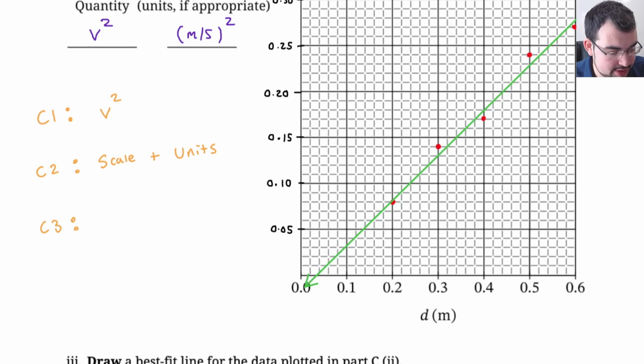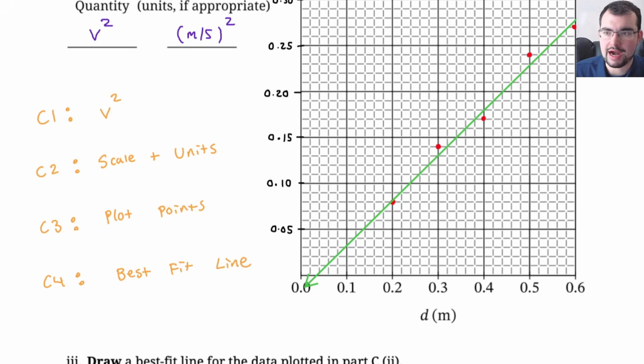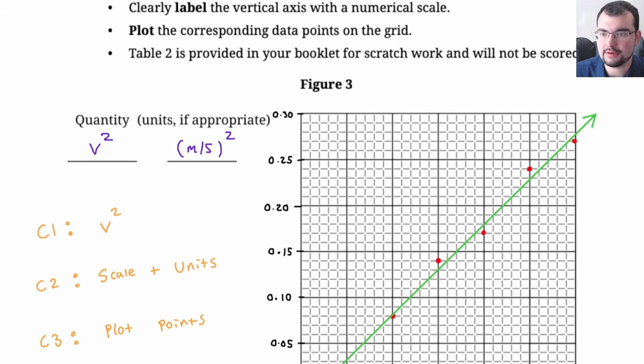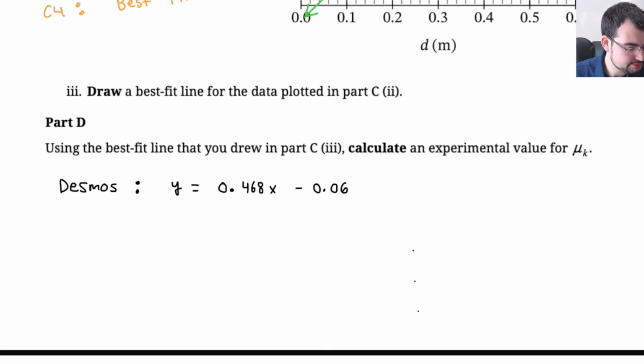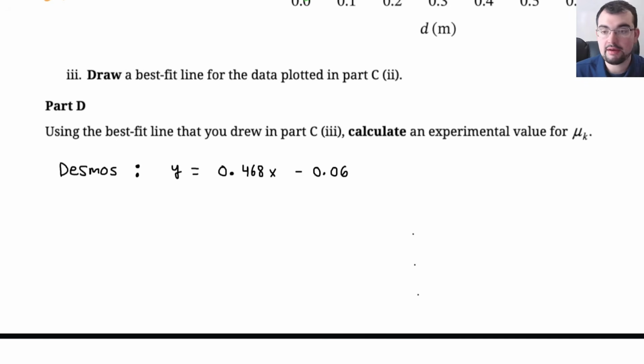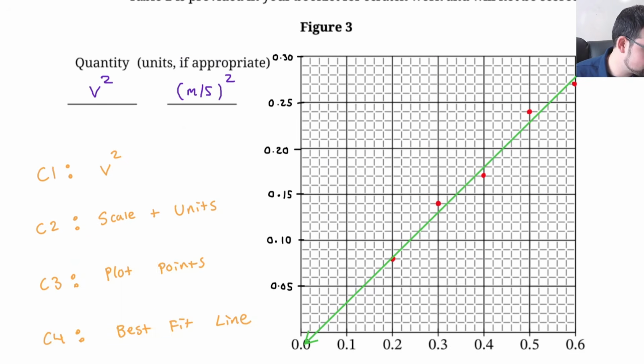Then C3, easiest point on the whole test. You got to plot points. Time consuming though. Then C4 is the best fit line. So if you graphed random stuff, you can still get C2, C3, C4 as long as you have right units, plotted the points, and you best fit lined it. Then I did linear regression with Desmos to find the slope. You could have totally just done it by hand and just said rise over run. If you did rise over run, I'm sure your slope is close to 0.5.